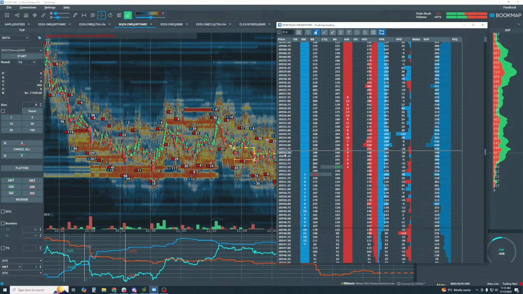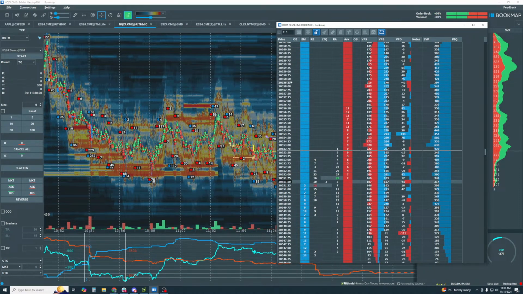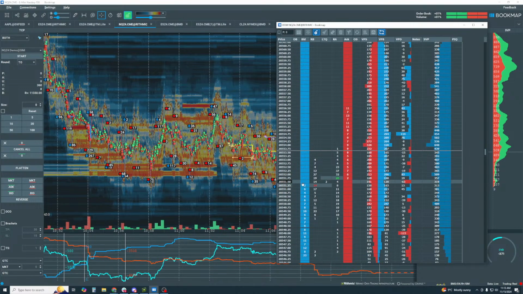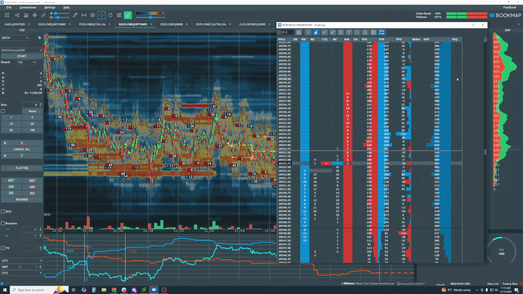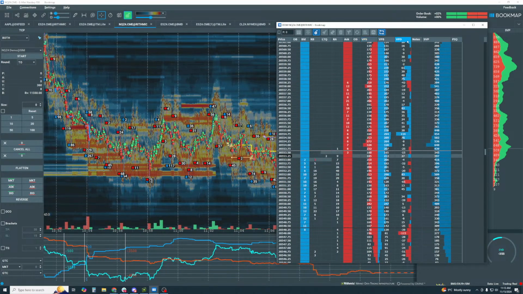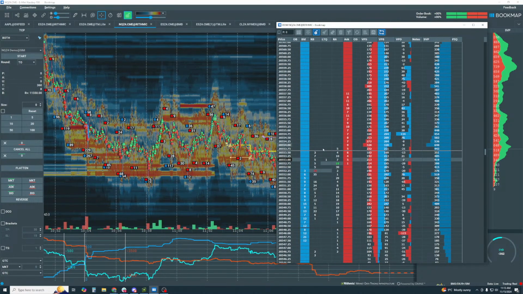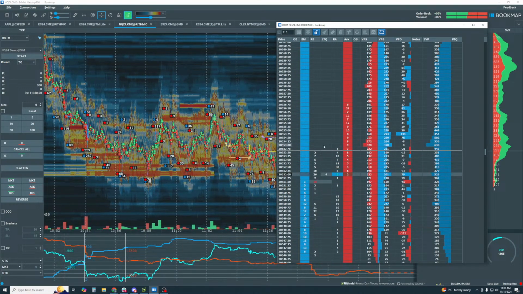There we go. All right, we were looking for 58? Well, it blazed right through it. Look at that. All right, let's see. I'm just going to be looking at some volume profile stuff in here, just some really simple stuff.